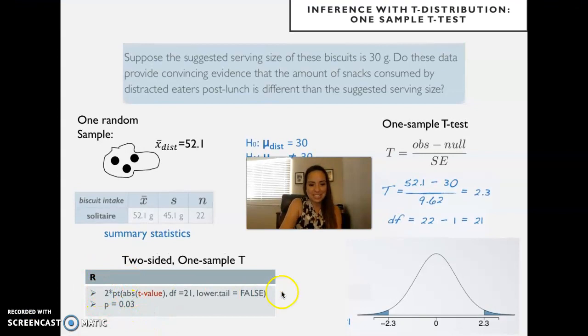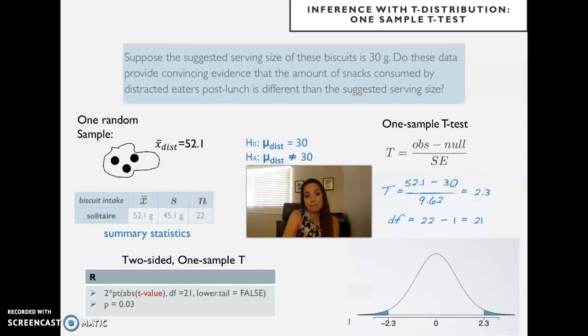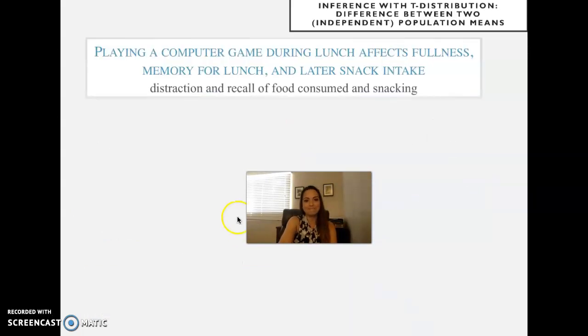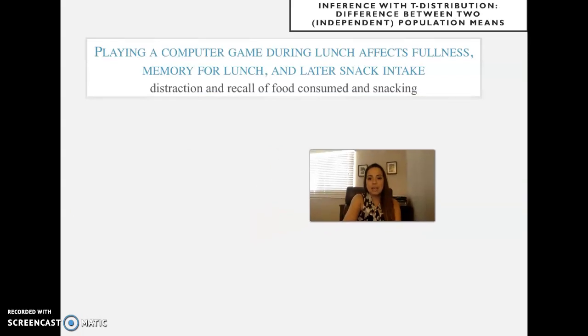So if you run this in R and you put the value of 2.3 here, we get a p-value of 0.03, which is less than 0.05, suggesting that 2.3 would fall in the rejection area. And the probability is pretty low of observing that t-value, which suggests that the null hypothesis should be rejected in favor of the alternative. All right? So now let's move on.